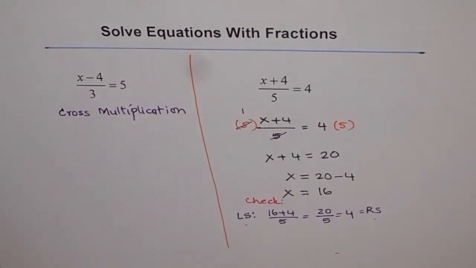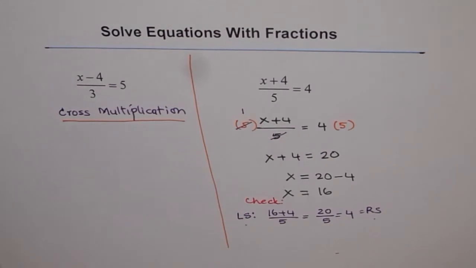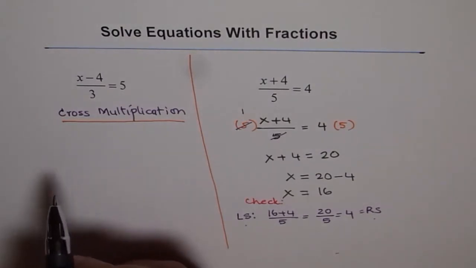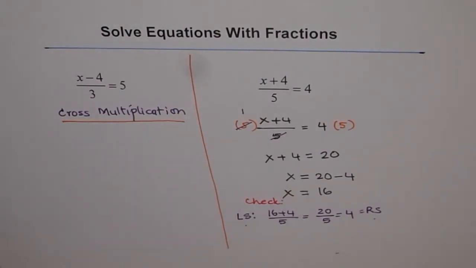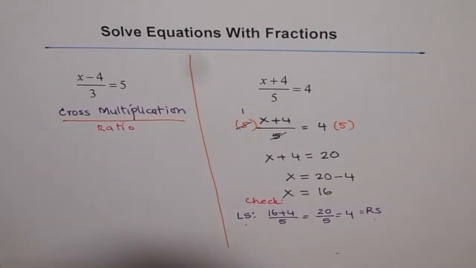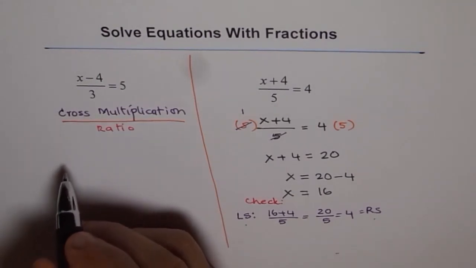So that is another strategy, okay? This strategy is cross multiplication. It is like solving ratios. If you remember ratios, yes, there we cross multiply. So wherever we have ratios, let me write down ratios also for you to remember. Whenever we have a ratio, to solve it, we can always cross multiply.